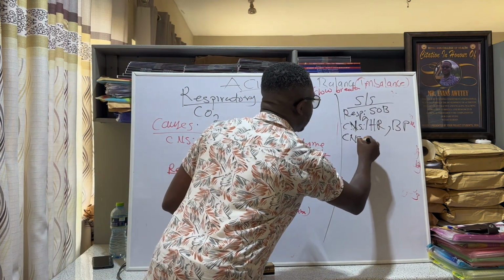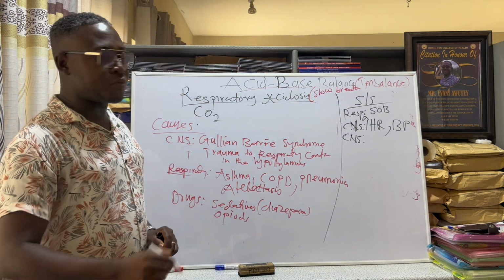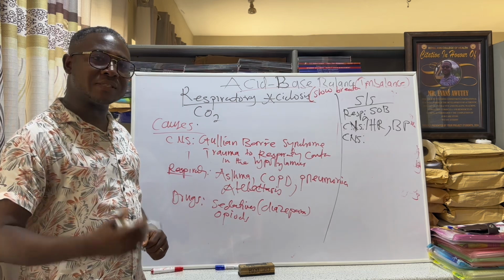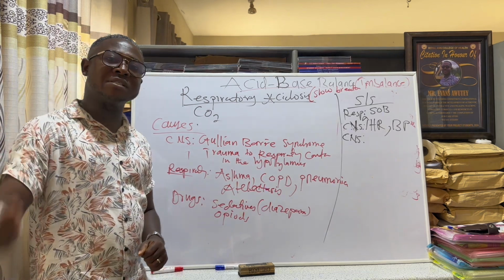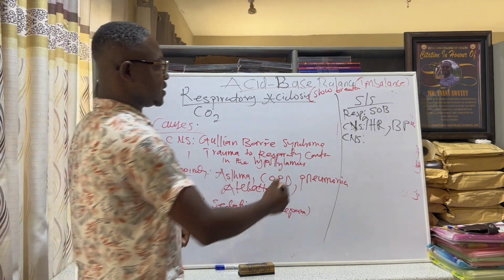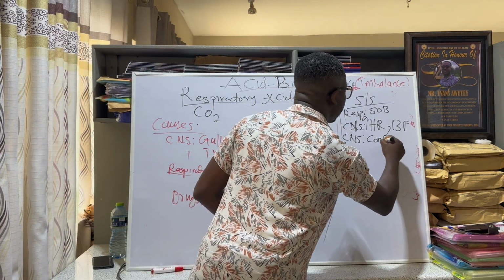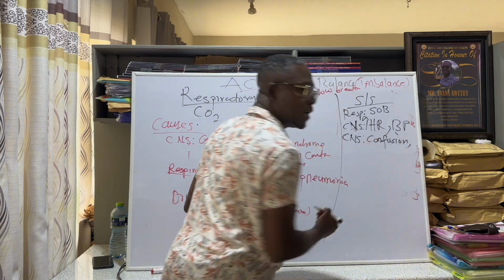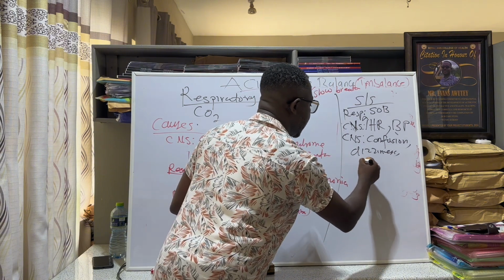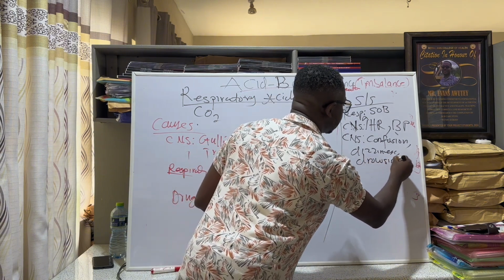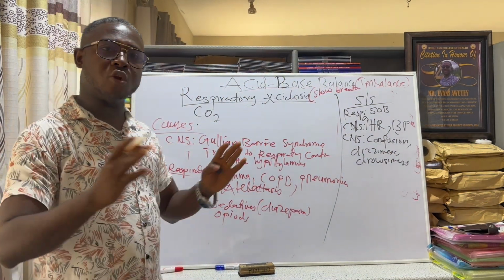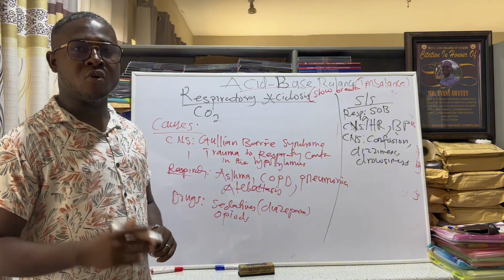Then we have the central nervous system response of respiratory acidosis. When there is excess carbon dioxide in the blood, which is what? Hypoxemia. When this blood gets to the brain, it also leads to certain clinical manifestations like confusion. It can lead to dizziness. It can lead to drowsiness. It can also lead to disorientation. So we have a lot of clinical manifestations that these patients will exhibit.